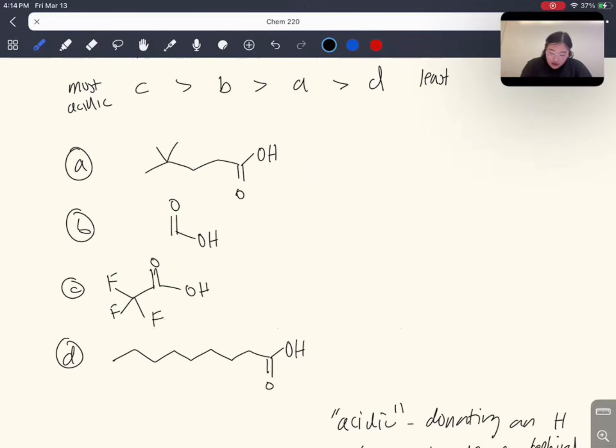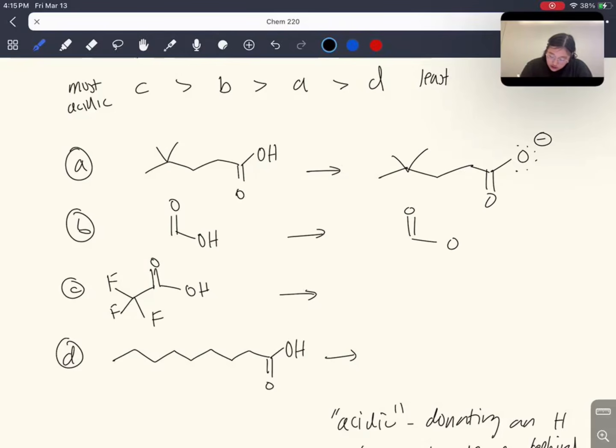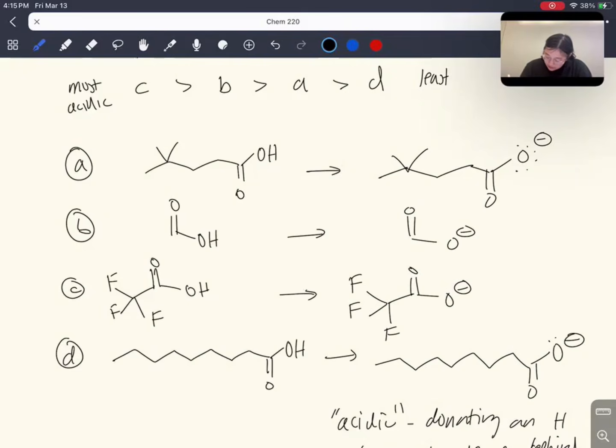So if I were to draw the conjugate base, you just look to see which site would get deprotonated. In this case, I would have a carboxylate ion. I would have an O minus here, O minus there, and three fluorines, and also an O minus here.